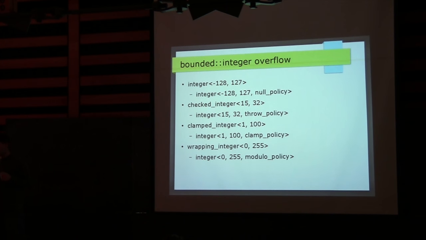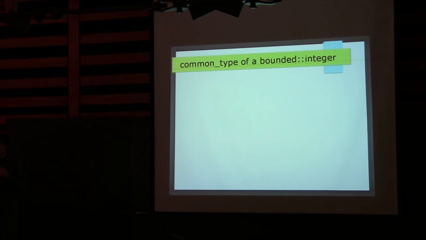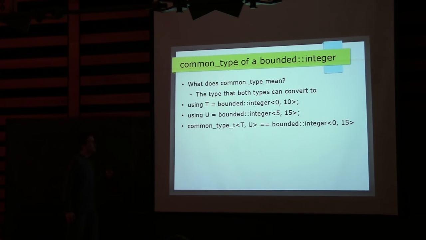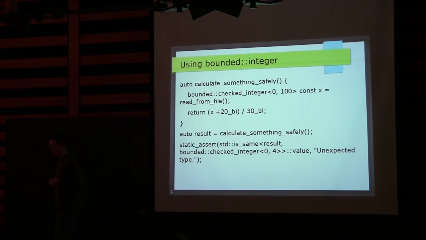But one of the reasons I bring this up is to give you a real-world example of specializing common_type, other than the standard library chrono and time_point. The common type of a bounded integer, we have to go back to what does common type mean? It's a type that can safely hold all values of either type, something that both can be implicitly converted to. So if we have two types, one goes from 0 to 10, one goes from 5 to 15, the common type is a type that can hold a value from 0 to 15.